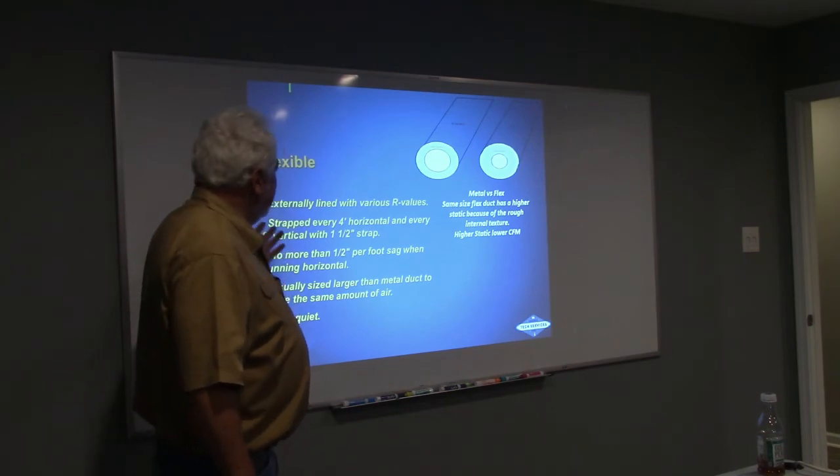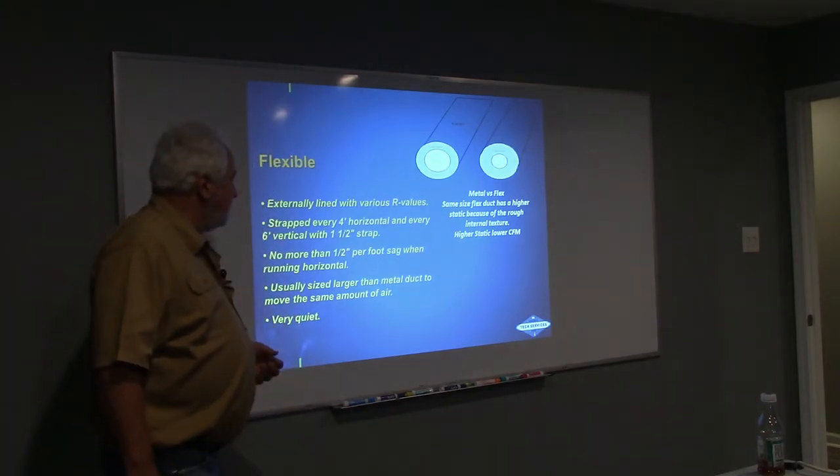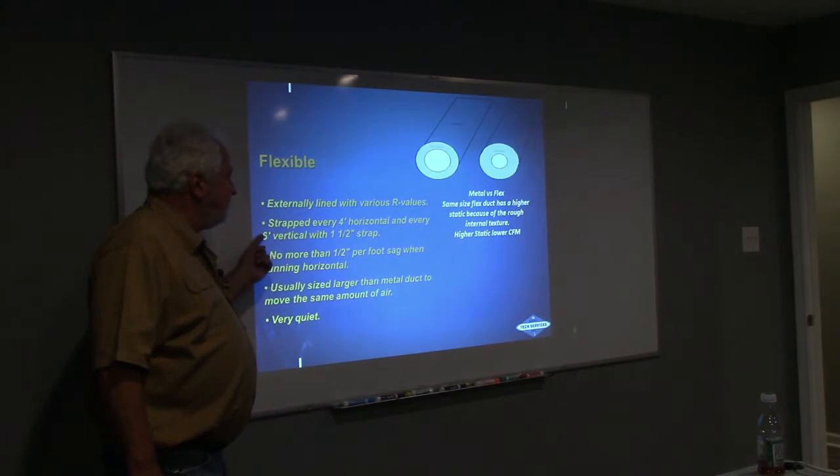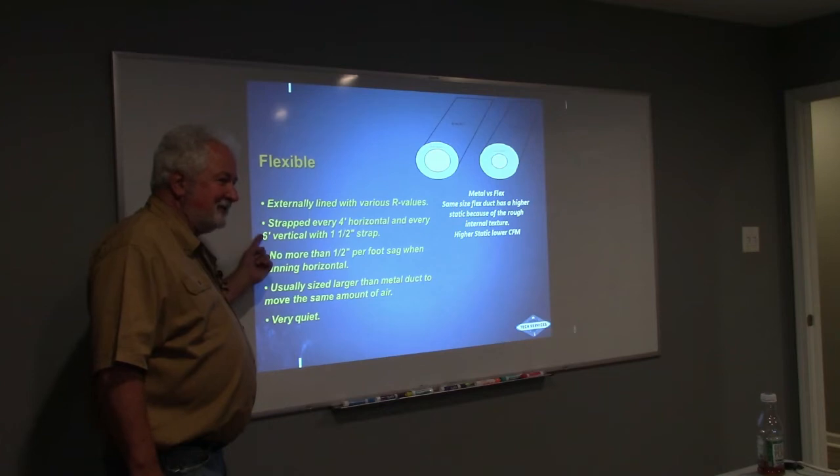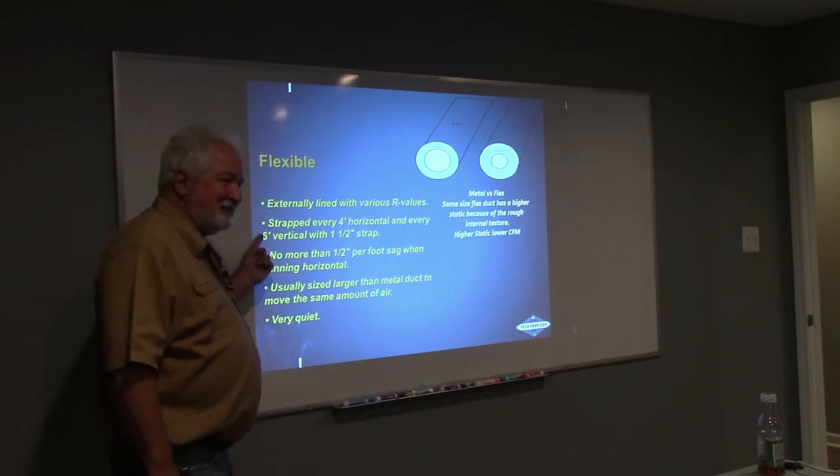Flex duct is externally lined with various R values and strapped every 4 feet horizontally. So if I'm going to strap it, it has to be strapped every 4 feet. You with me on that one, buddy? All right, we're just keeping you up to speed on that. I keep digging at you because I know you're my man, right?